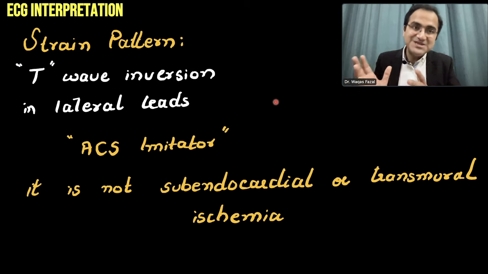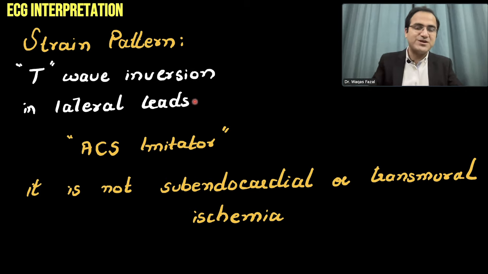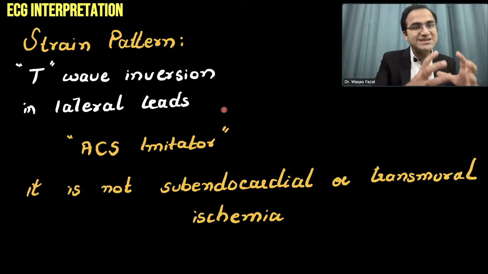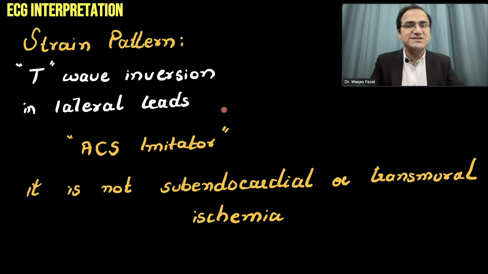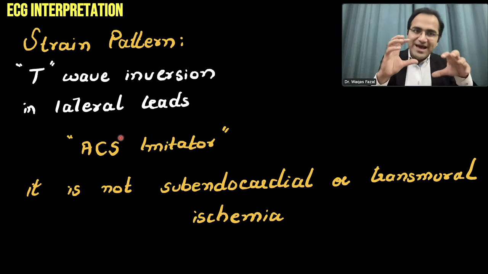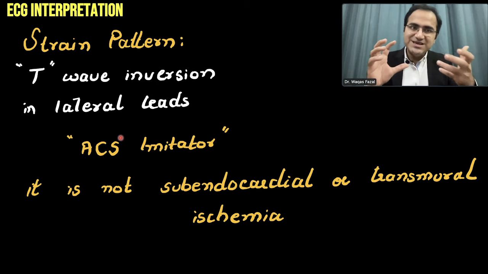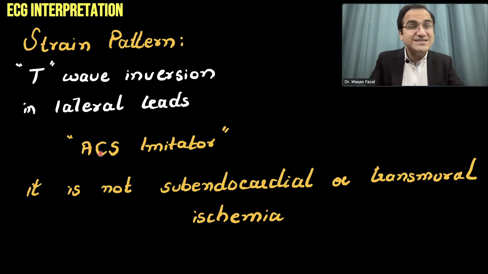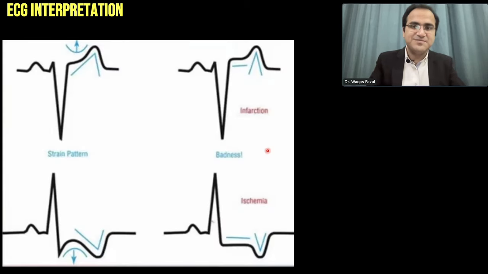Now, as in right ventricular hypertrophy, we also have strain pattern in left ventricular hypertrophy. Whenever there is hypertrophy in the ventricle, there is a strain pattern seen on ECG. In the strain pattern, you will see T wave inversion in the lateral leads, and it might look like an MI. It might look like ischemia. That's why it's called an ACS imitator, acute coronary syndrome imitator. It imitates ischemia, but it is not a subendocardial or transmural ischemia.